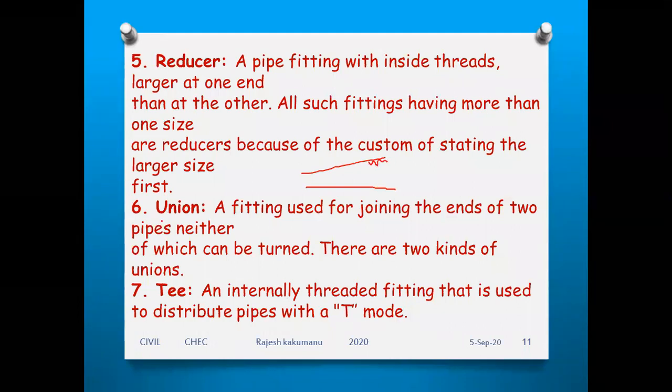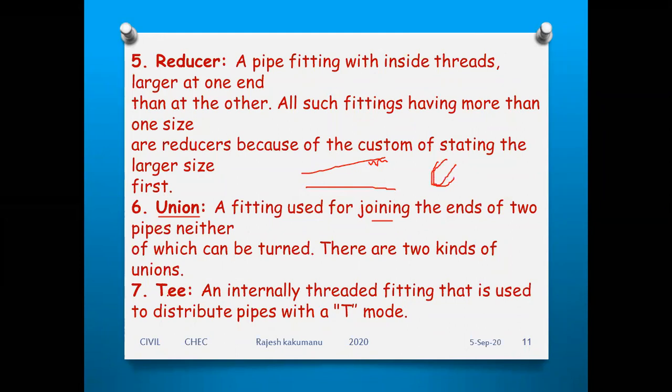Next, union, making a joint. A fitting used for joining the ends of pipes, neither of which can be turned. There are two kinds of unions. A union means joining. So where is it joining? It makes a joint at the ends of two pipes, neither of which can be turned, giving a flexible motion in the junction.